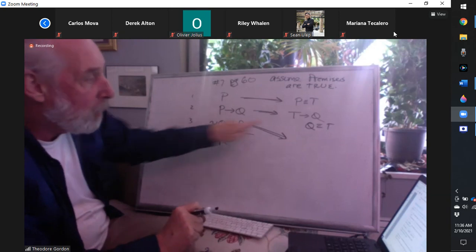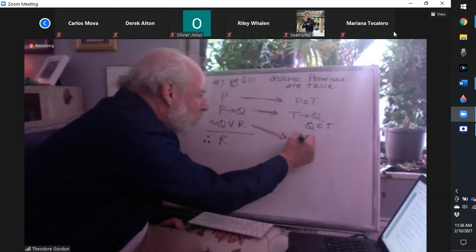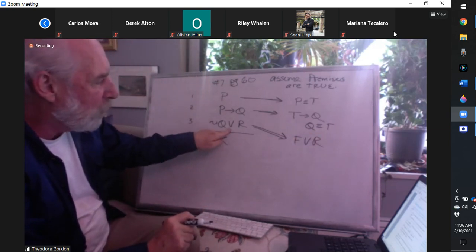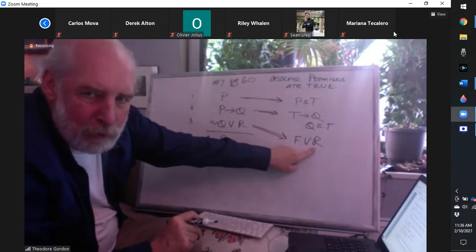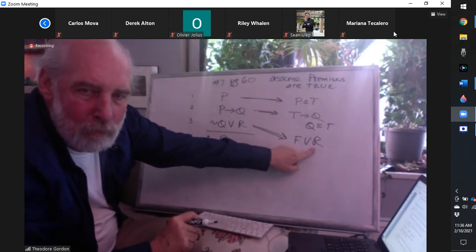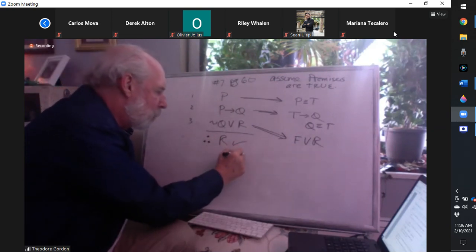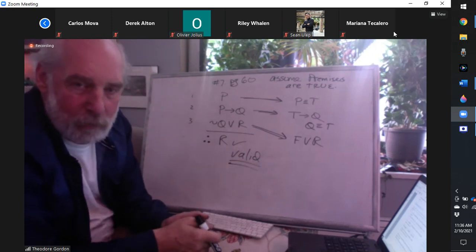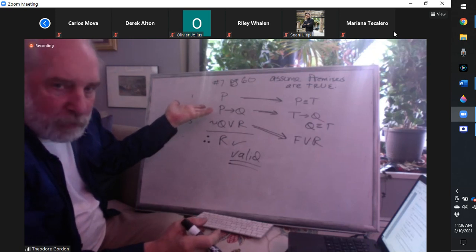False, because Q is true, now we have not that. So now we have false or R. Well, this is an or statement. It must be true. If this side is false, this side must be true. And so this conclusion is valid.